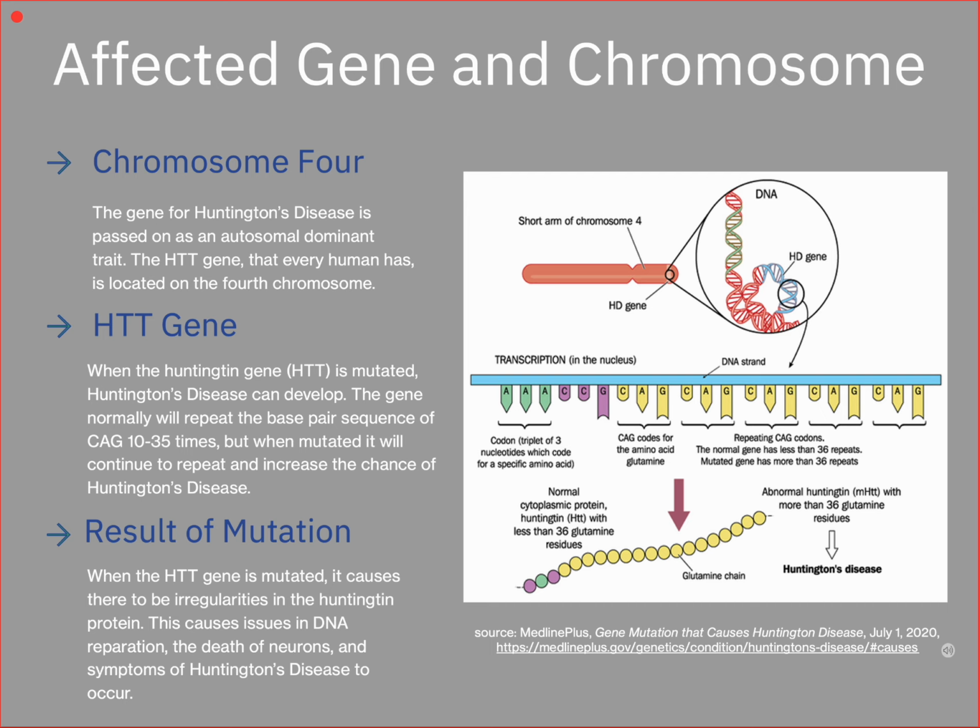Because the base pair sequence in the HTT gene is affected by the disorder, so is the protein that it creates. The Huntington protein is not fully understood, but it is thought to maintain neuron health and repair DNA damage. The images show a side-by-side of what the protein should look like versus the mutated protein.